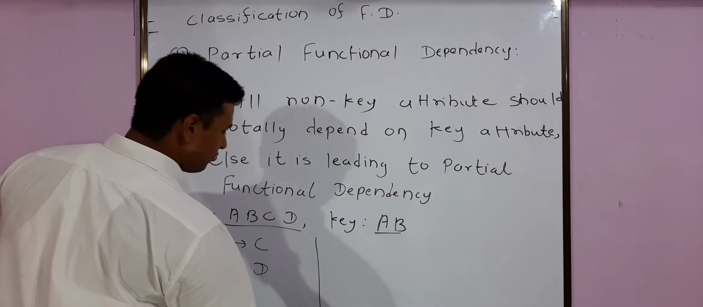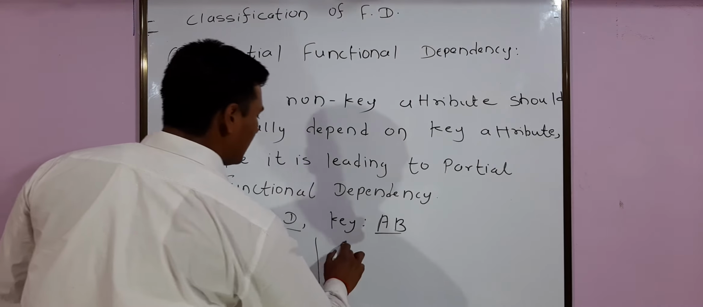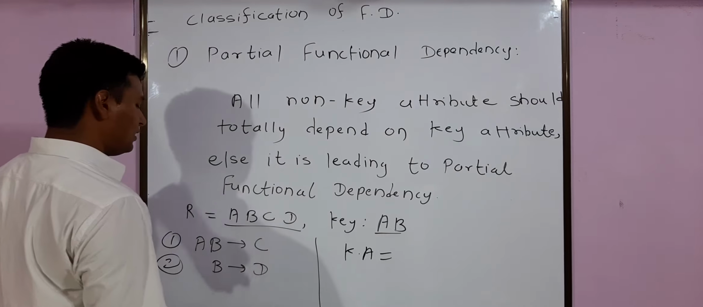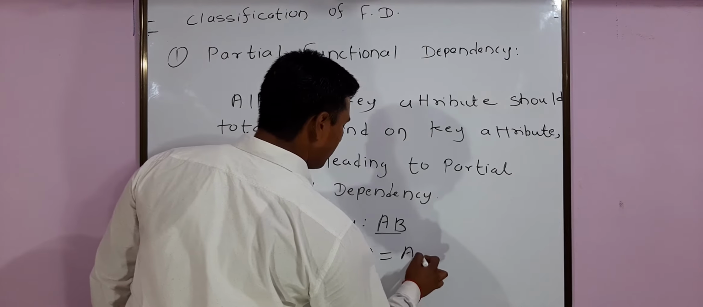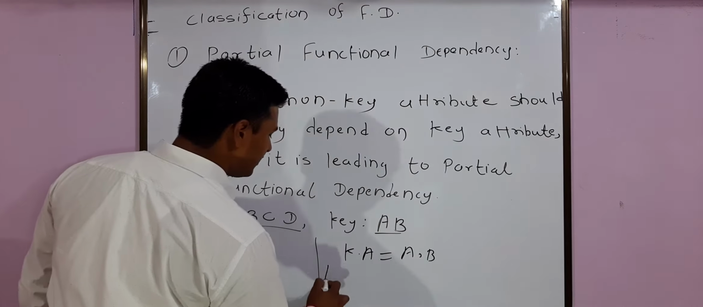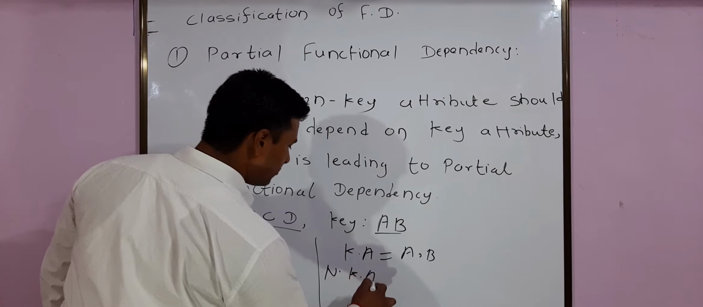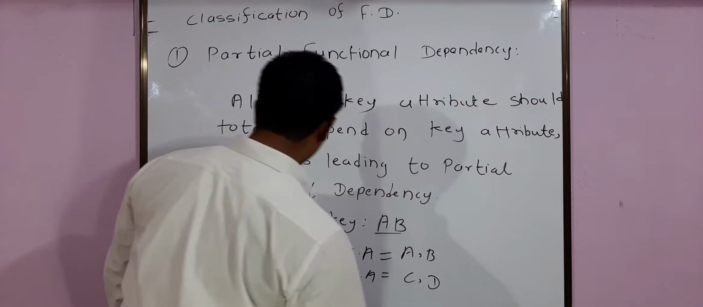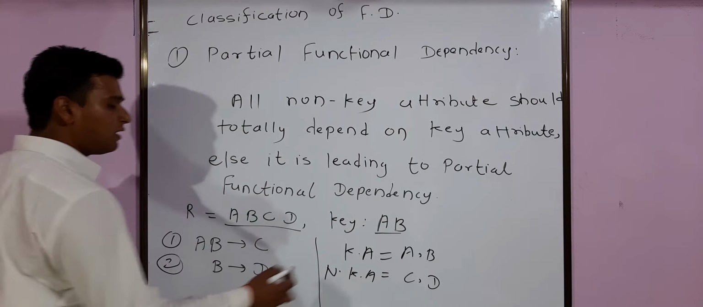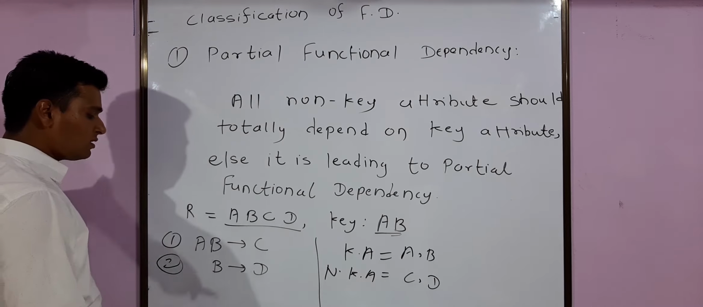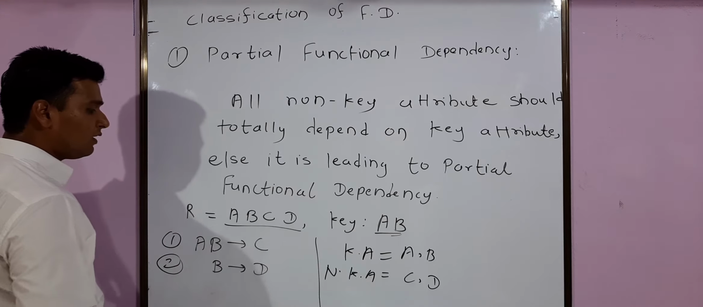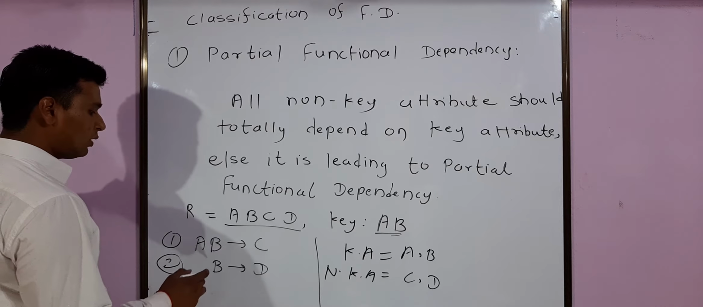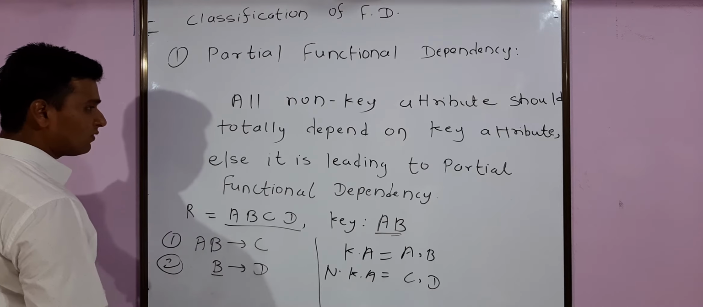Now we have to identify the key attributes. Which are the key attributes here? I will write shortly. The key attributes are A comma B. What are the non-key attributes here? The non-key attributes are C and D. Now the primary key given is AB. So now understand the part of a key. Which is the part of the key? You can understand B is one part of the key.